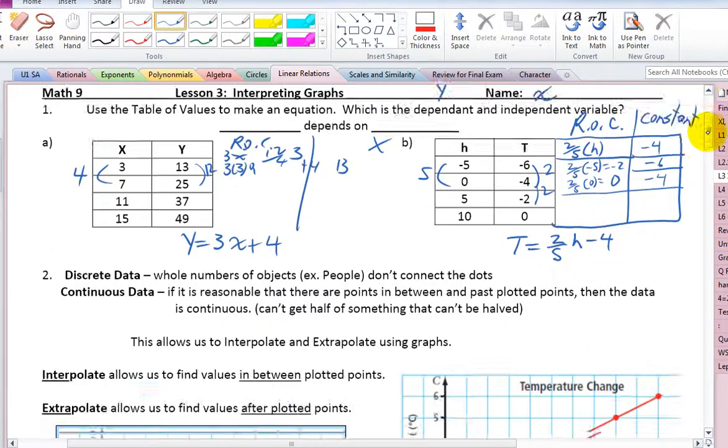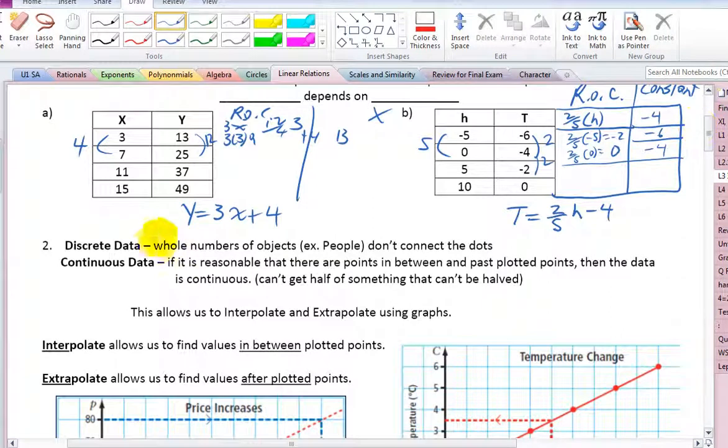Okay, so let's continue then. So we have discrete data, which involves whole numbers of objects. Don't connect the dots. So if you're going to Superstore and buy jugs of milk, you only buy 1, 2, 3, 4. You don't buy 1.5 jugs. Superstore would not like it if you cut their jug of milk in half, left half on the floor, and took the other half to the till. Wouldn't be too cool. Number of people, whole numbers. You don't cut a person in half and graph half the data, right? It's either a whole person or not a whole person, okay?